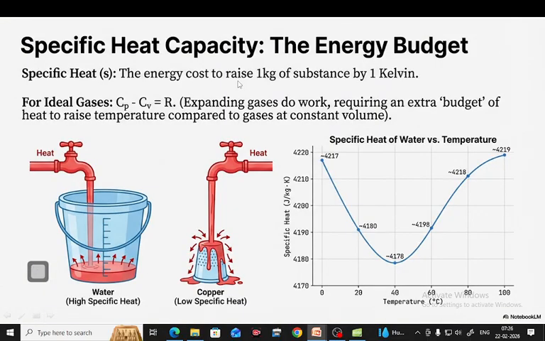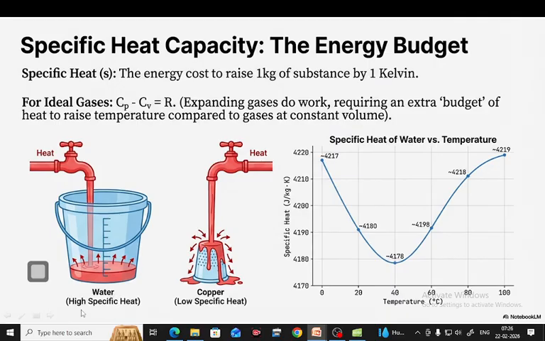Specific heat capacity, the energy budget. Specific heat is the energy cost to raise 1 kg of substance by 1 Kelvin. For ideal gases, Cp minus Cv equals R. Expanding gases do work, so they require an extra budget of heat to raise temperature compared to gases at constant volume.